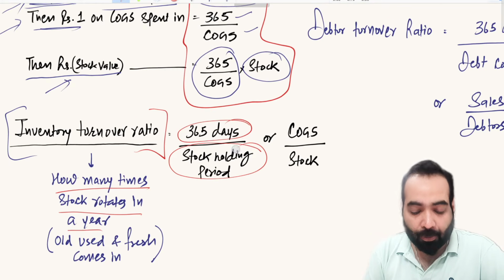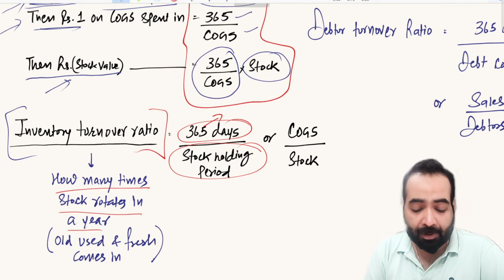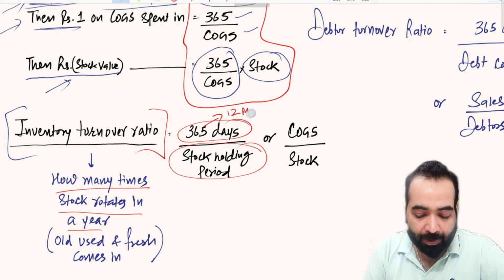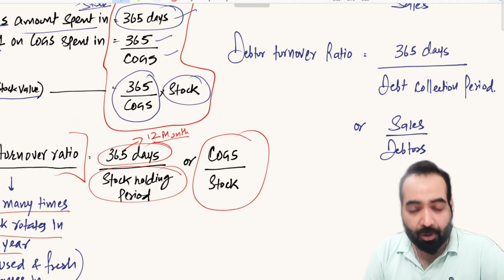365 days divided by stock holding period. If you want to calculate it in terms of months, then instead of 365 days, you will pick up 12 months here, right? So either use this formula, or you can simply use COGS divided by stock.